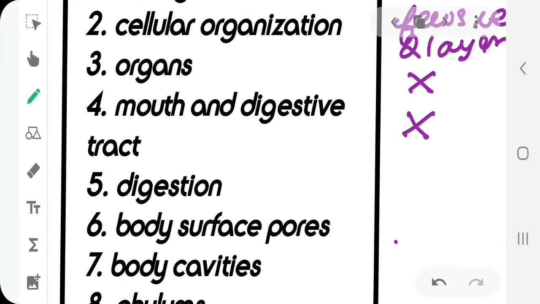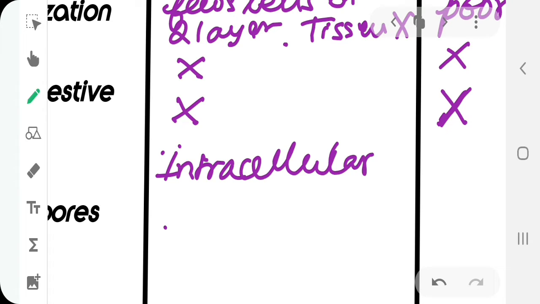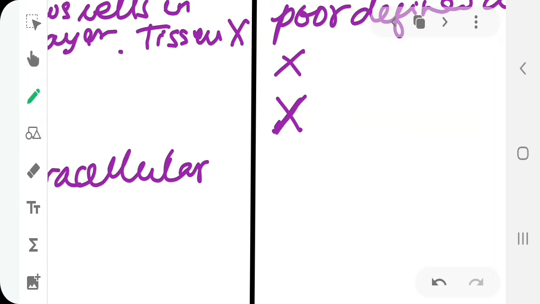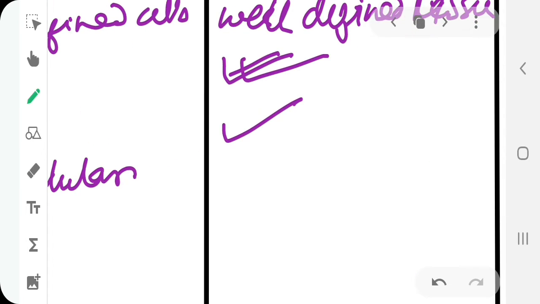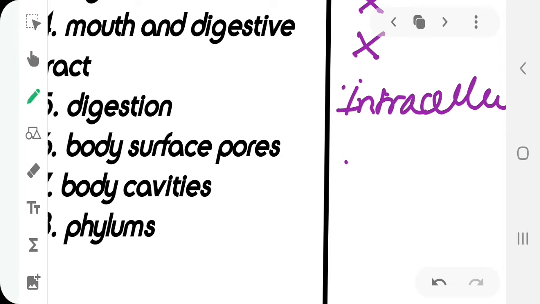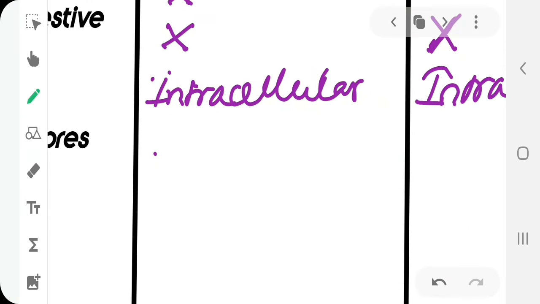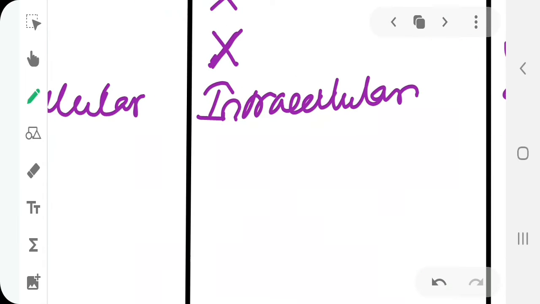Now the kind of digestion. In case of Mesozoa, the digestion is intracellular, that is within the cell. Here also in Parazoa, they have intracellular digestion, that is the digestion is inside the cell. Whereas in Eumetazoa, the cells are going to be helpful in digestion, but it will be extracellular, that is outside the cell. Next, the body surface pores are absent in Mesozoa. They are also absent in Eumetazoa, but as we know, Parazoa is going to be having pores. That is their speciality. So they are going to be porous.